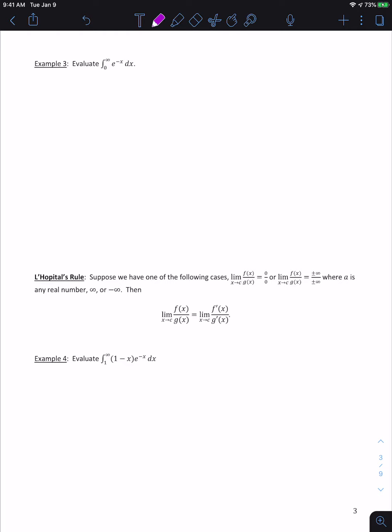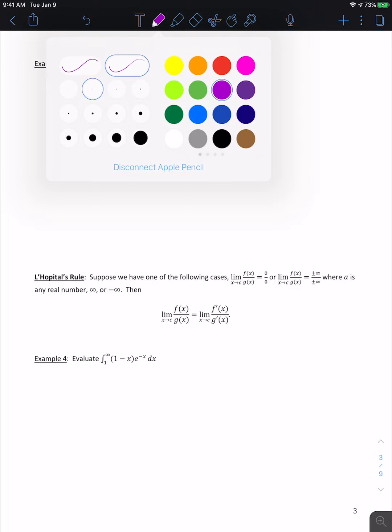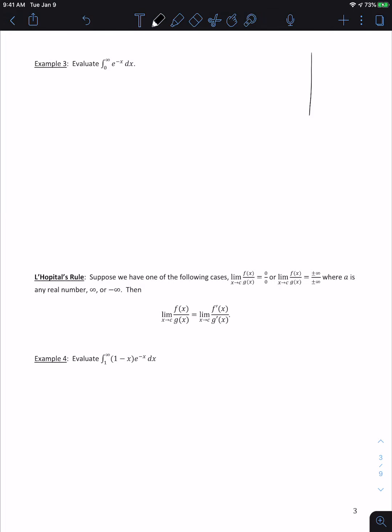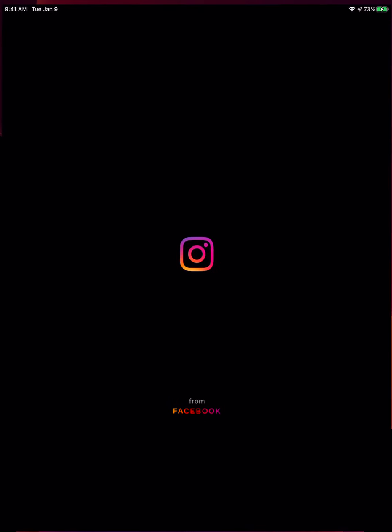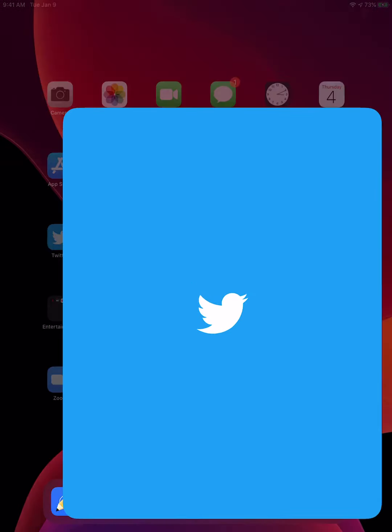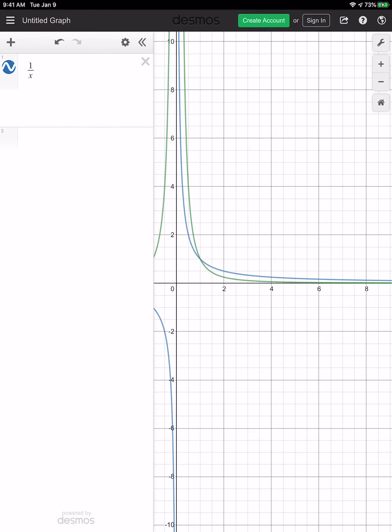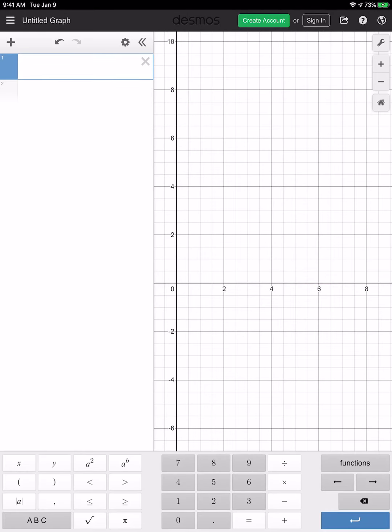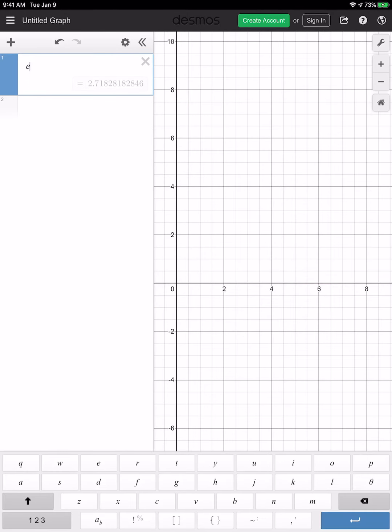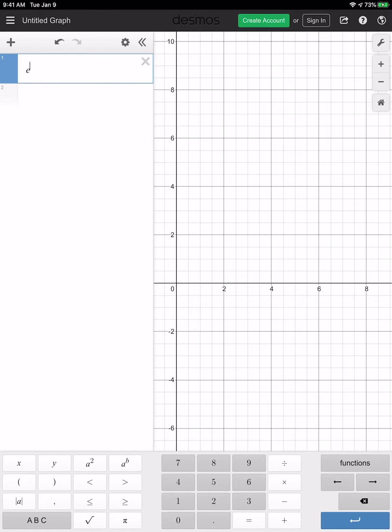All right, let's look at another example here. Evaluate the integral from 0 to infinity of e to the negative x. All right, so e to the negative x, that again looks like a downwards exponential function. Oops, wrong things, guys. There we go. E to the negative x, right, it looks like that.